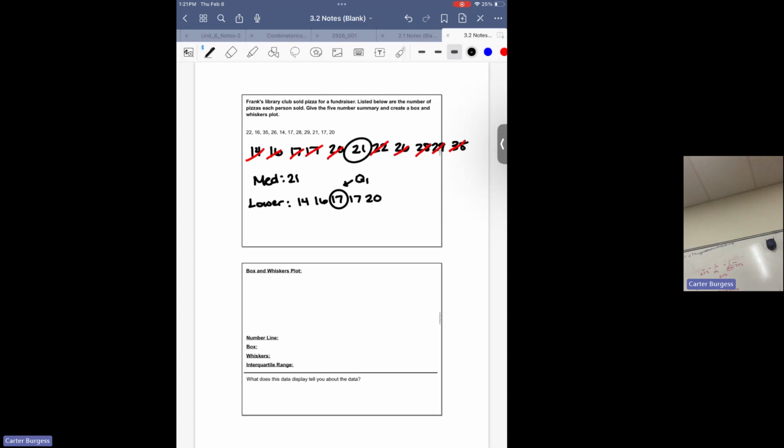Likewise, we're going to do the same thing with our upper half. So this is 22, 26, 28, 29, 35. For our upper half, this is finding Q3. What is our center? 28. This is Q3. What is our minimum value? 14. And then what's our max? 35.